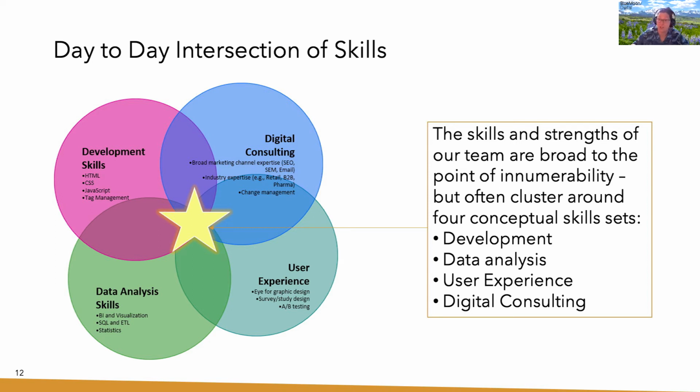I know we went over that matrix earlier about roles and responsibilities, but essentially at any given time, based on the project that our team is working on, first and foremost, our team has lots of skills beyond these four core areas. But any project that we're working on really draws a lot from these four areas. And our team is very strong in these areas. And I would categorize them as development skills. So understanding HTML, CSS, and JavaScript and being able to execute within a tag management platform. That's obviously a core skill that we have.